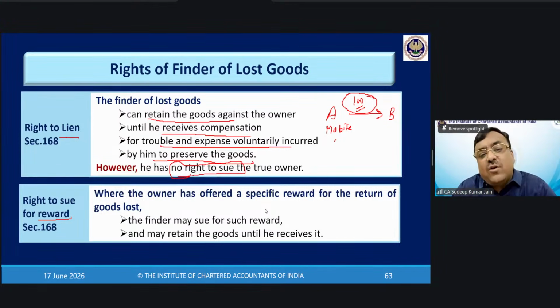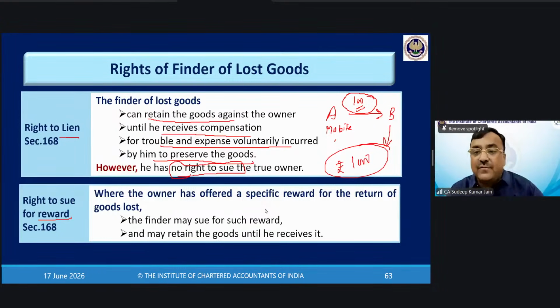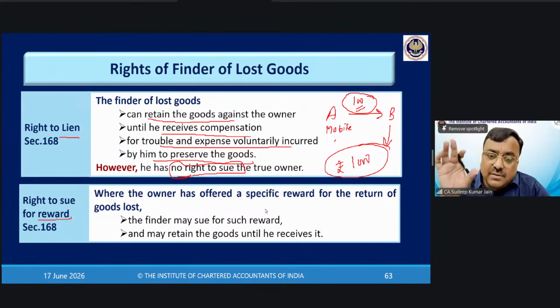Where the owner has offered a specific reward. Suppose B has announced a reward of 1000 for whoever finds his mobile. Where the owner has offered a specific reward for return of goods lost, the finder may sue for such reward and may retain the goods until he receives it. That is, if B has announced a reward for the mobile, suppose 1000 rupees, A can retain the mobile and also can file the suit for rupees 1000.